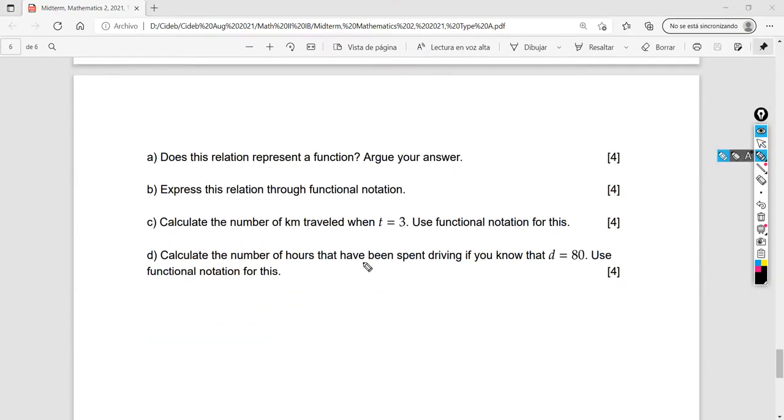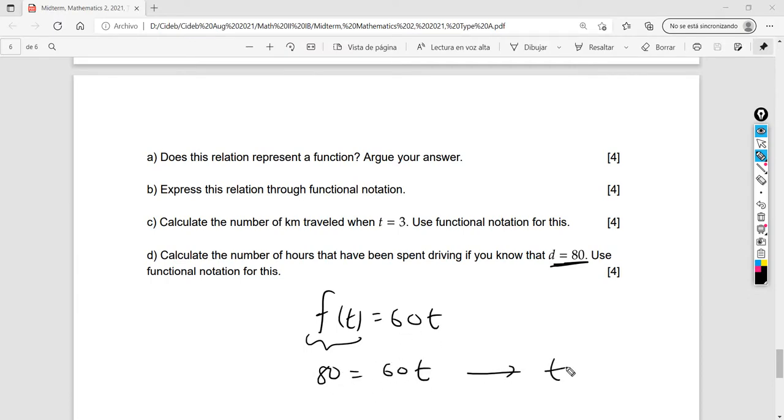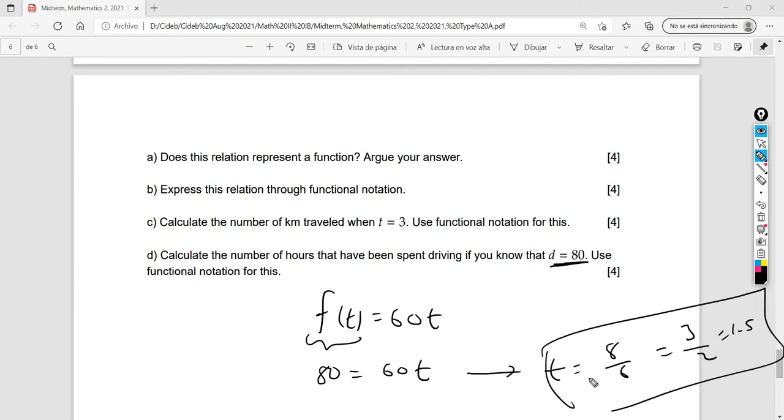And well, this is the reverse, right? If this is my function, and if I know that the output is 80, since this is the output, then just input 80 and solve this equation. You get this. That's it. 1.5. That's it. Okay, so this solves the whole problem, guys.